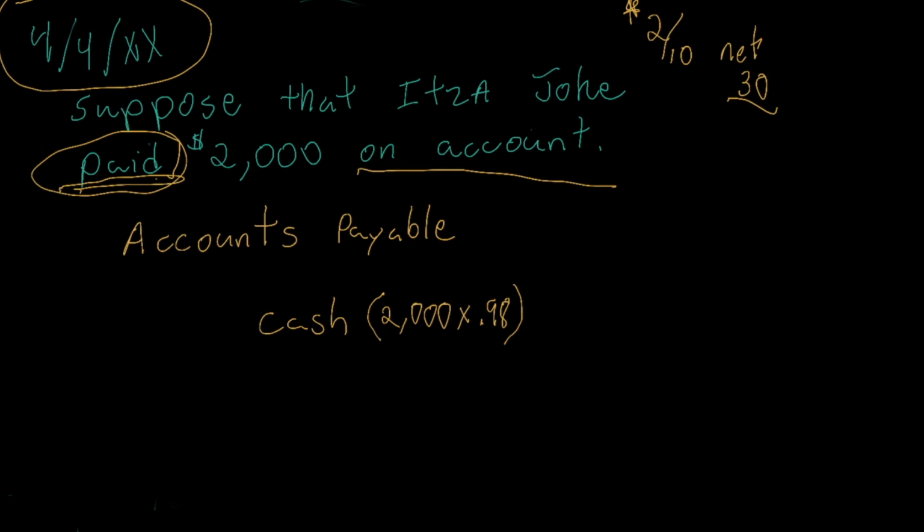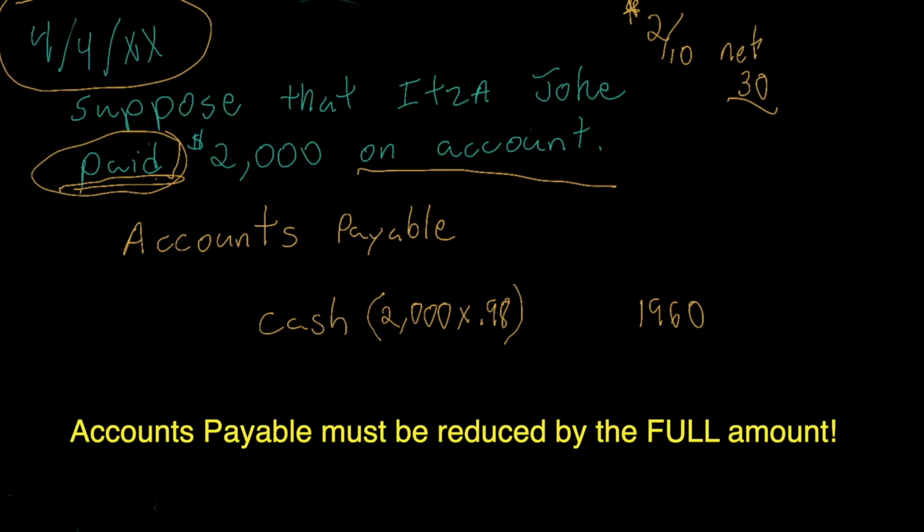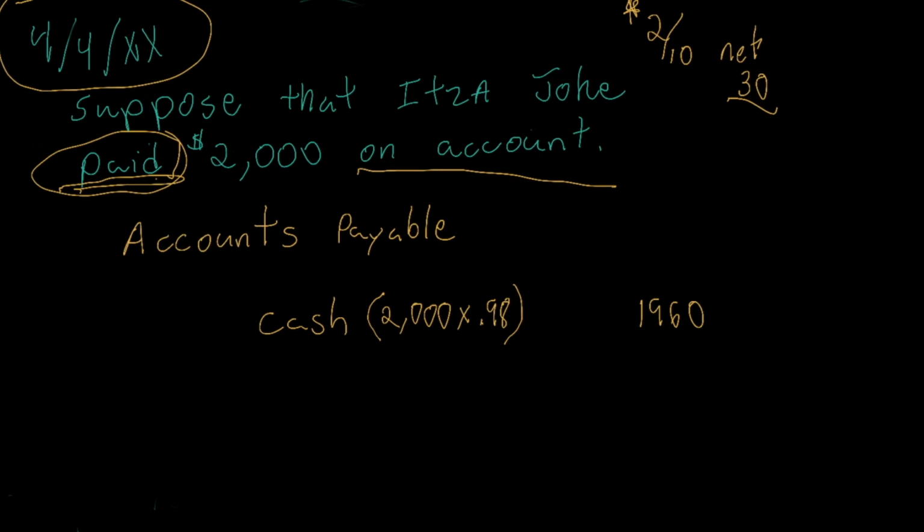So if we take 0.98 and multiply it times $2,000, that will give us $1,960. Now, the accounts payable was initially recorded at the full amount. No discount was extended. We recorded it on the first day at the full amount. Therefore, accounts payable must be reduced at the full original amount. So that means we're going to take $2,000 from accounts payable.